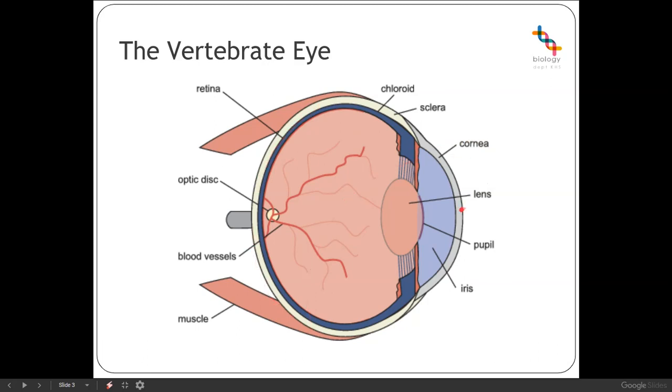So light is entering through the front of the eye, through the cornea and the pupil and the lens, and it's being delivered to the back of the eye where it's detected by the cells which are present in the retina. These cells are then going to transmit a nerve impulse to the brain. So it's essentially the job of these cells within the retina to convert that light energy into electrical energy and move it to the brain where it can be processed.